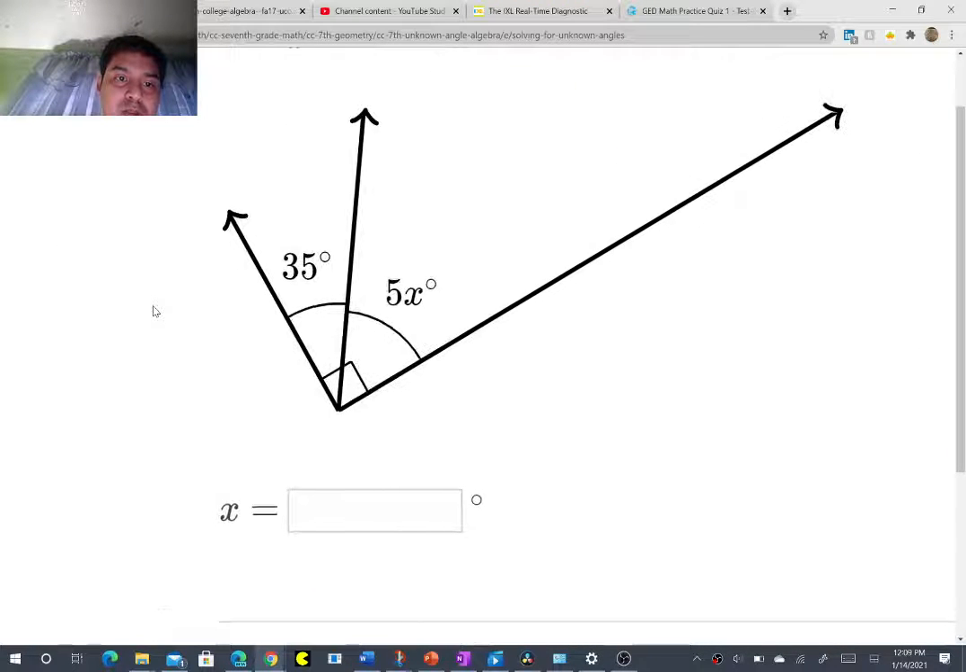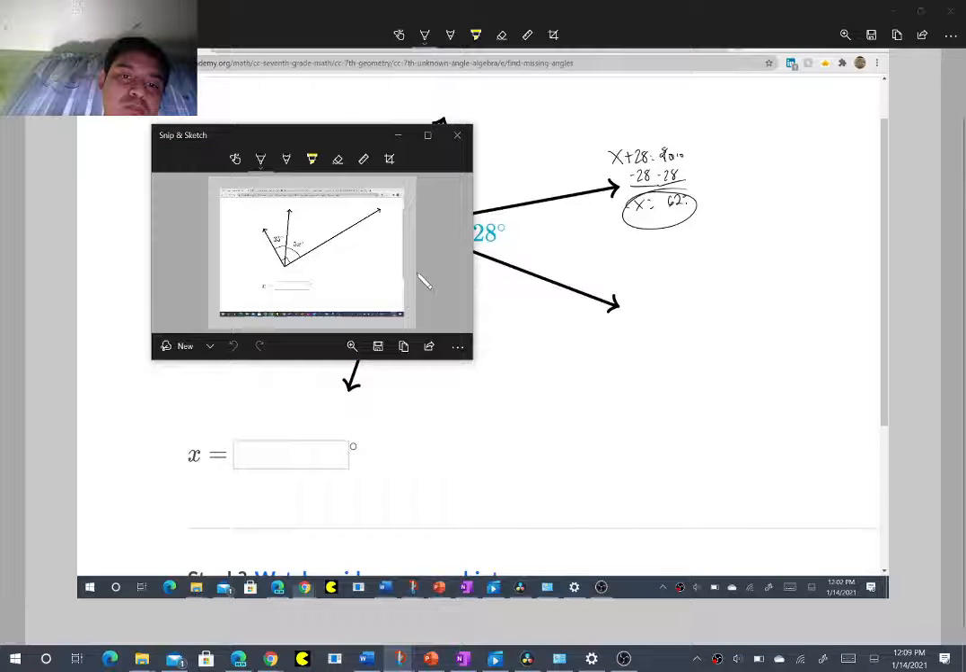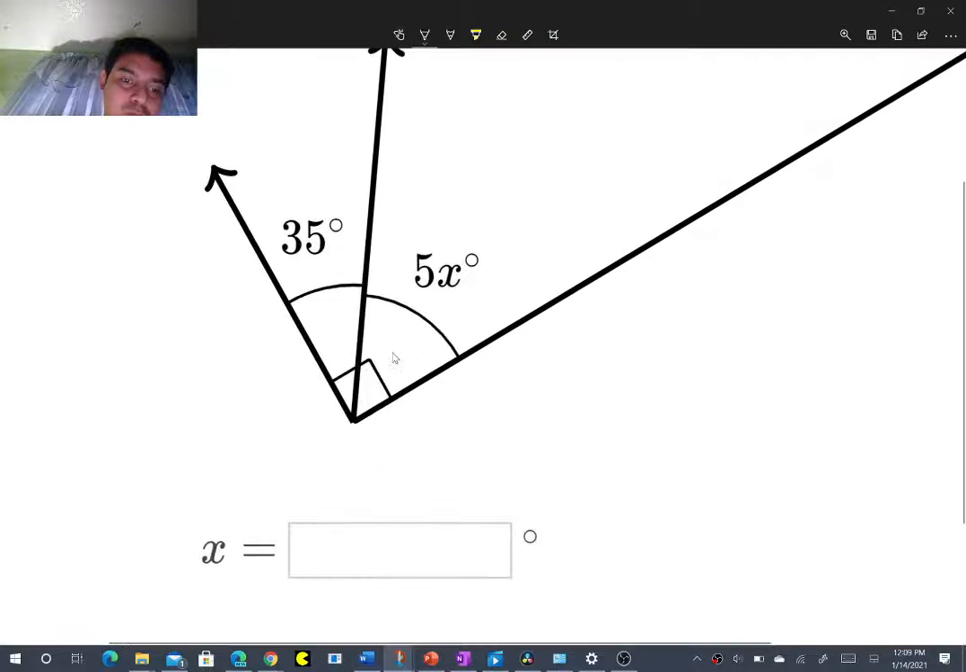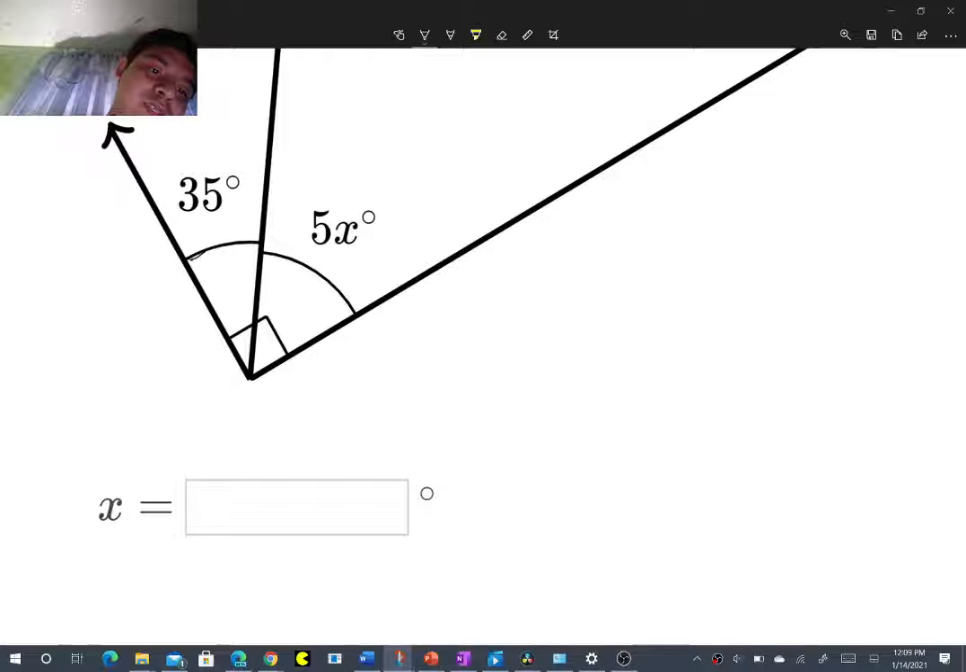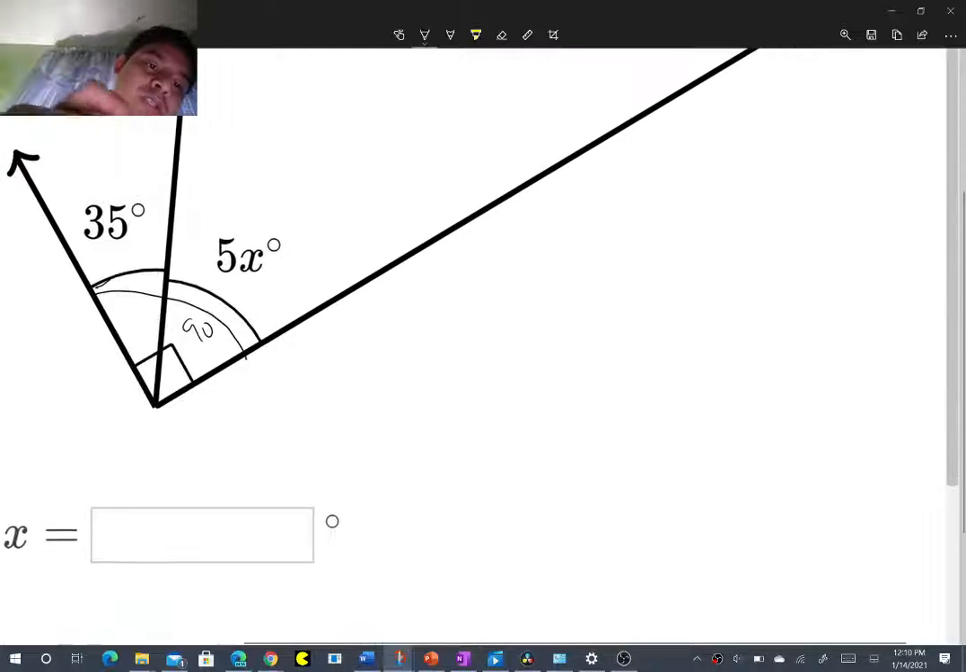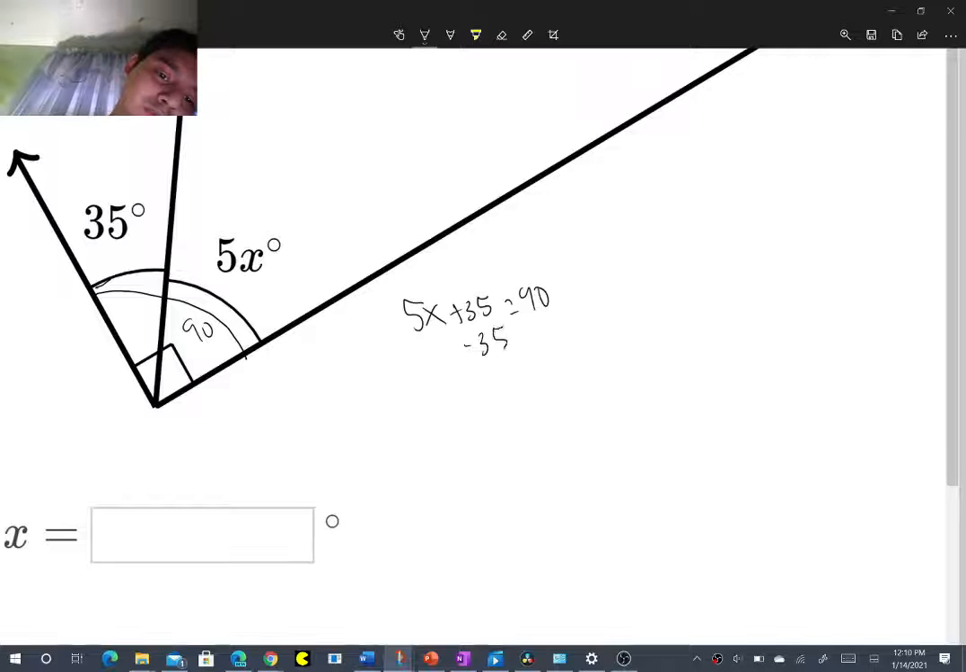Okay, this one, this is 35 degrees, this is 5x degrees, and this entire part is 90. So I can say that this entire angle is 90, and that means that 5x plus 35 equals 90. You subtract 35 on both sides, you get 55 equals 5x. Divided by 5 on both sides, you get x equals 11.